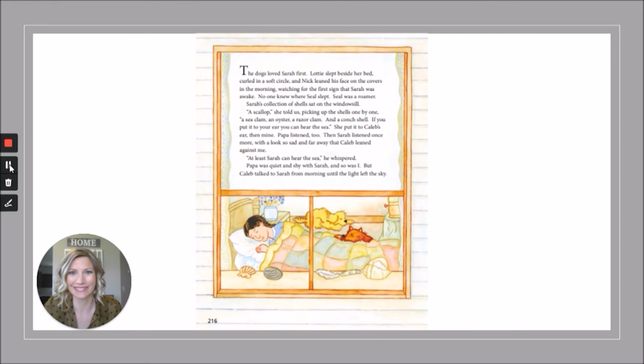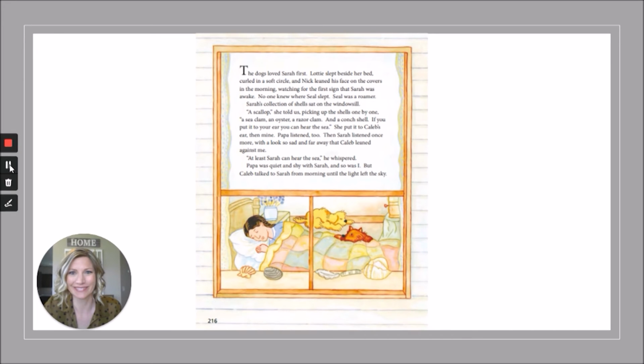The dogs loved Sarah first. Lottie slept beside her bed, curled in a soft circle, and Nick leaned his face on the covers in the morning, watching for the first sign that Sarah was awake. No one knew where Seal slept. Seal was a roamer. Sarah's collection of shells sat on the windowsill.